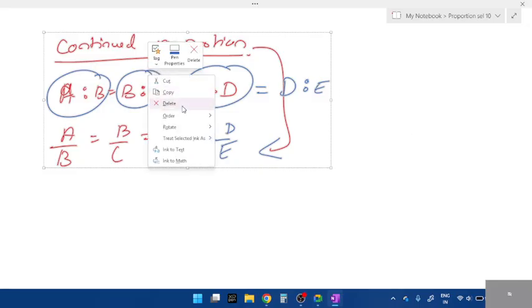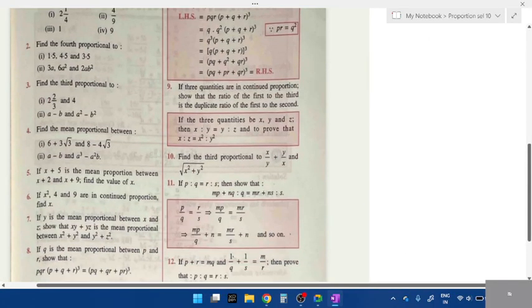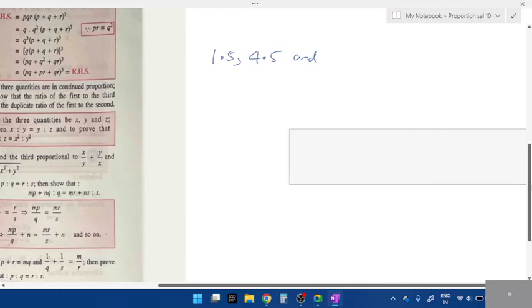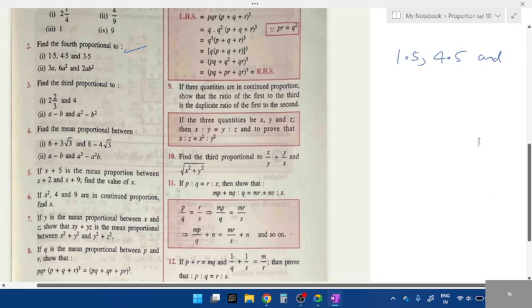Okay, next one. See, all this for now might look confusing, but once you solve it, it is easy, students. All these concepts are easy. Fine. Look at the first question. You need to find the fourth proportion. So total how many values are given here? How many values? Three values. We need to find the fourth proportion. What was the third value? 3.5.